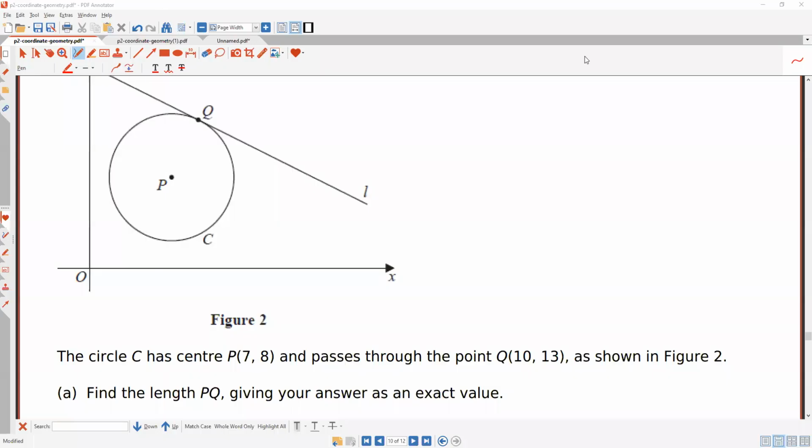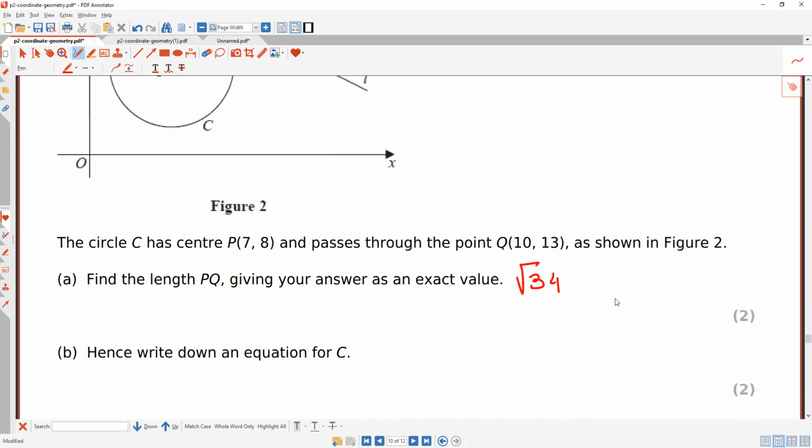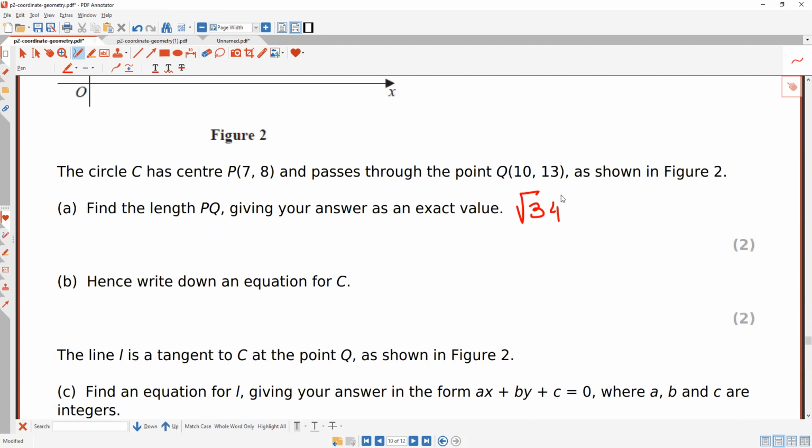So you got the answer to be √34 and they said exact value. Don't make it decimal. Fine, good enough. A part is fine. And you use the distance formula here, right? Fine. Now let's do B part and C part. I'm pausing the recording.